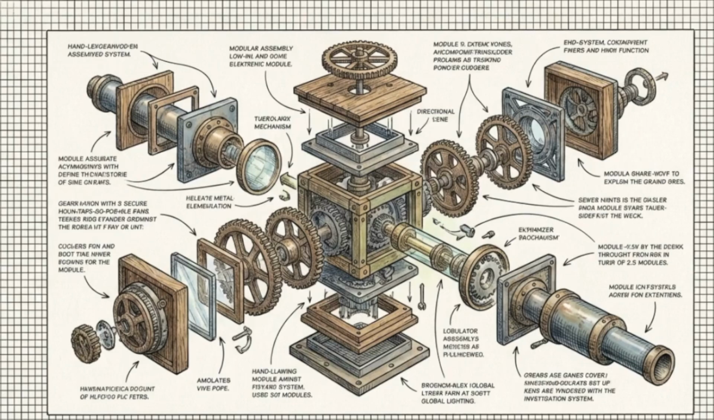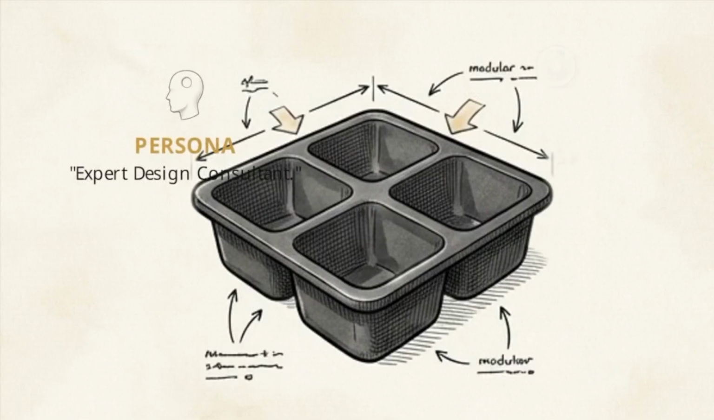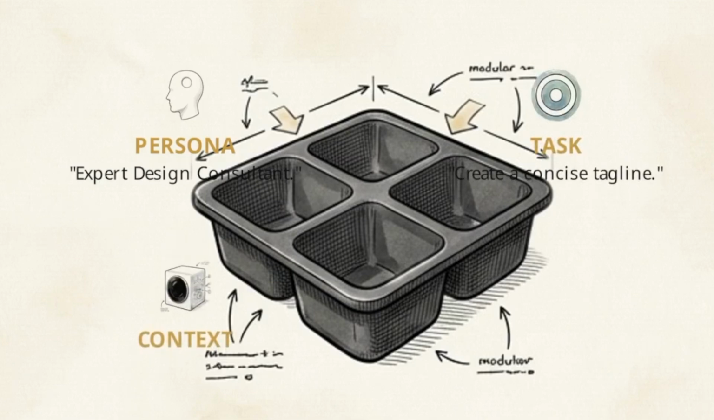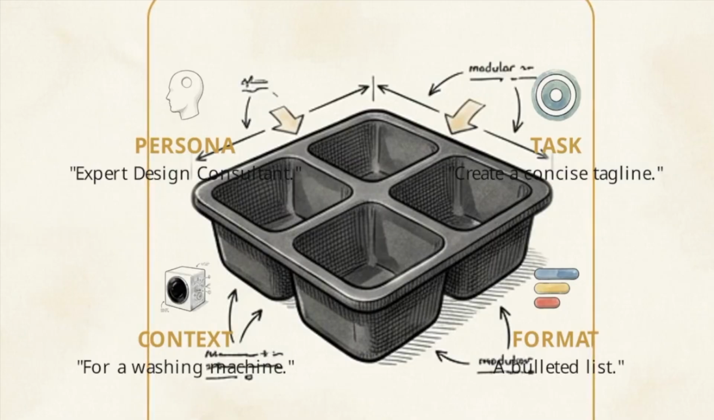To get precise output, the instructions you write here must follow a strict architectural framework. This diagram shows 4 components: persona, task, context, and format. First, assign the persona, like expert design consultant. Second, define the task. Create a concise tagline. Third, provide context, for a washing machine. Finally, dictate format, a bulleted list.